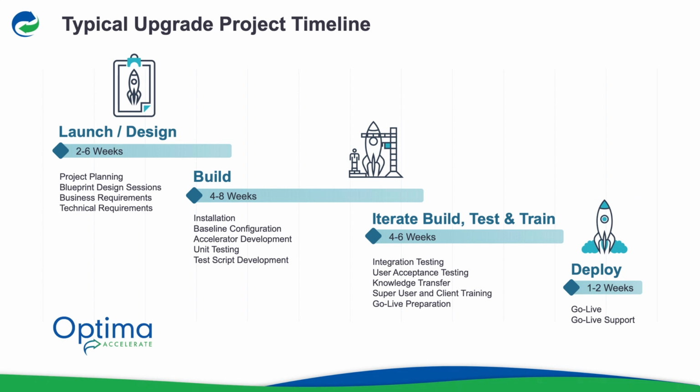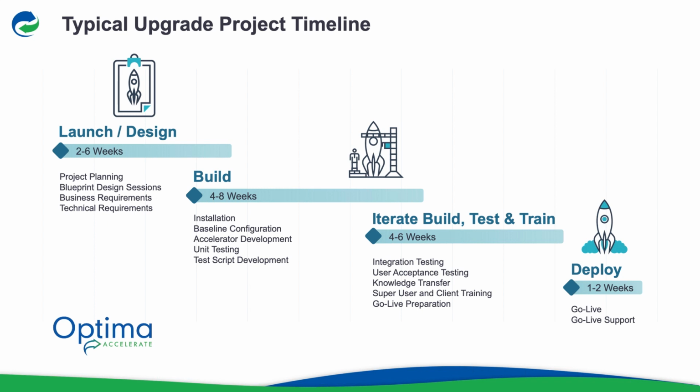Okay, let's go through the timeline. So it starts with the launch and design phase, which is about 2 to 6 weeks typically. In that phase, we do project planning sessions and then blueprint design, at least one or more blueprint design sessions. And then we collect all the business and technical requirements over that 2 to 6 weeks. And again, a lot of that's done with our interactive process.